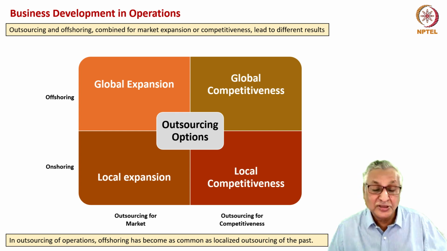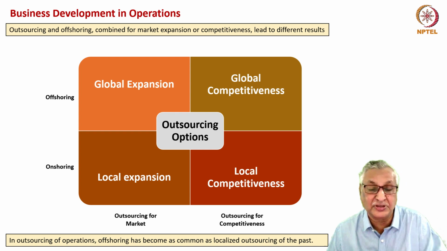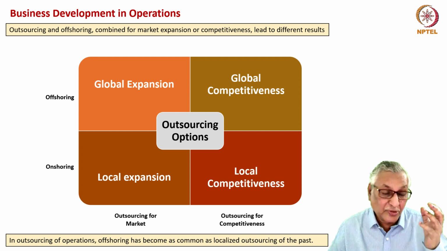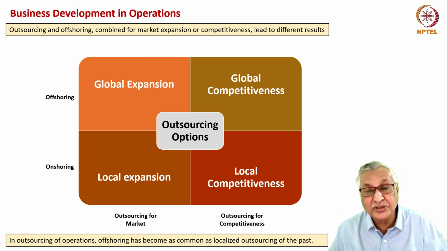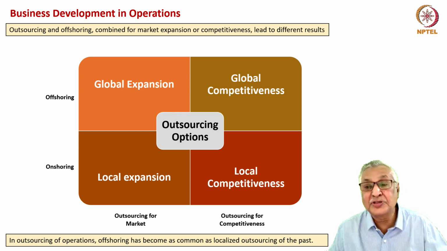You will be able to substitute, for example, one bulk drug by another bulk drug and achieve greater competence and competitiveness at the formulation level. Suppose you are outsourcing for market and you do it with companies which are outside your shores, that is, you do offshoring, then you are able to do global expansion. And if you outsource for competitiveness and you do that with elements which are outside your shores, then you achieve global competitiveness. Basically, therefore, there are four outsourcing options that are available to you.